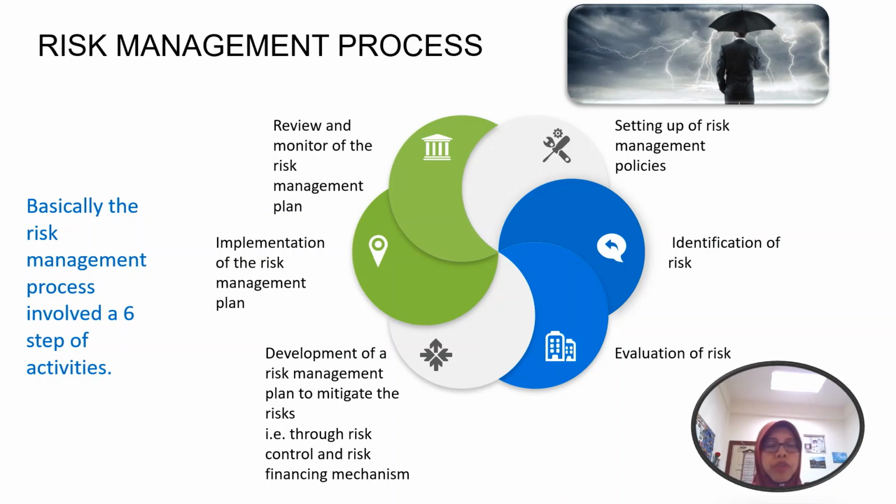So the evaluation of risk process happens. After they evaluate the risk, they need to develop a risk management plan to mitigate the risk. That is through risk control and risk balancing mechanisms. So they need to plan what kind of strategies they need to have in order to mitigate the risk, in order to overcome the problems that might happen. And fifth, implementation of the risk management plan. Once they have the strategy already, once they have the way on how to overcome the risk already, they need to implement the plan.